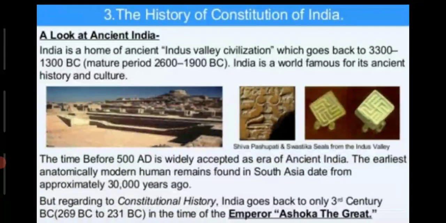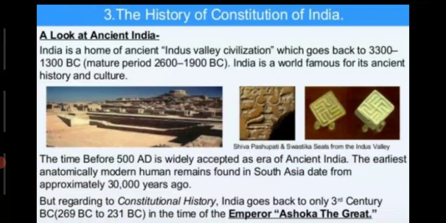The history of the Constitution of India. A look at ancient India. India is the home of the ancient Indus Valley civilization, which goes back to 3300 to 1300 BC. Mature period 2600 to 1900 BC. India is world famous for its ancient history and culture. The time before 500 AD is widely accepted as the era of ancient India.